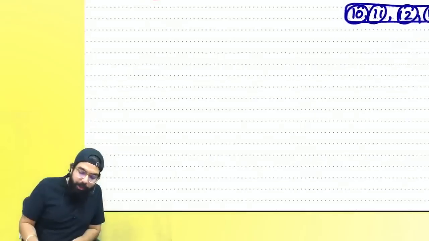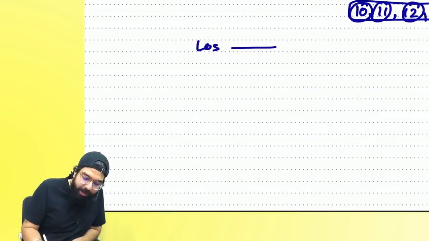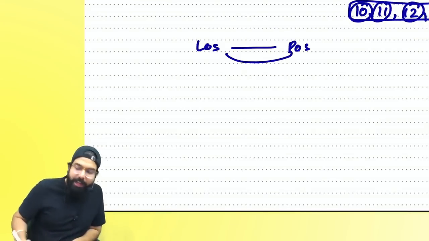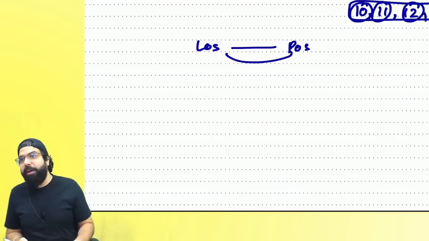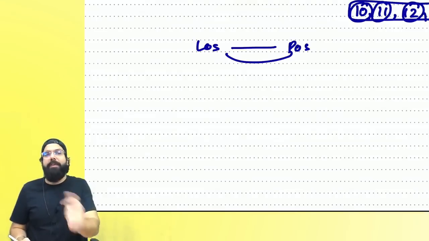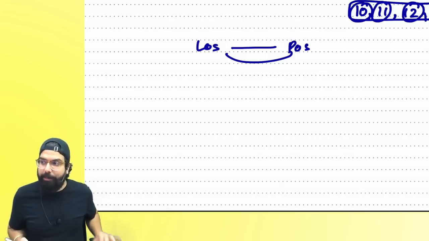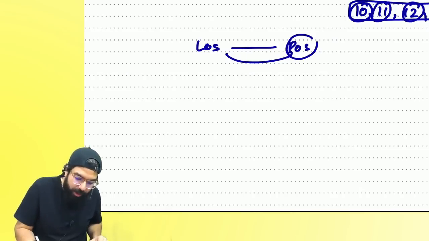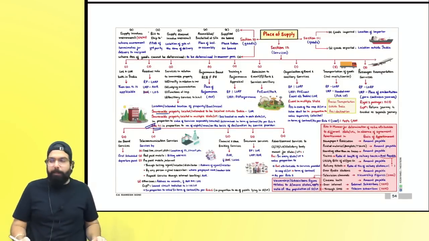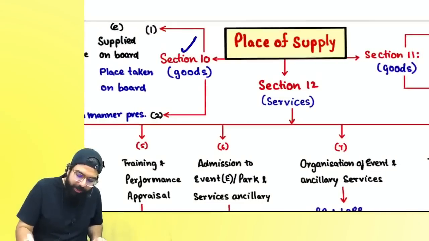Always remember one thing, you always have to see location of supplier and place of supply. If they are within the same state or same union territory, then it is always intrastate. Different state, different UT, or one state, one UT, it is always interstate supply, right everyone? So let's now learn how to calculate place of supply. Place of supply, section number 10, section number 11.